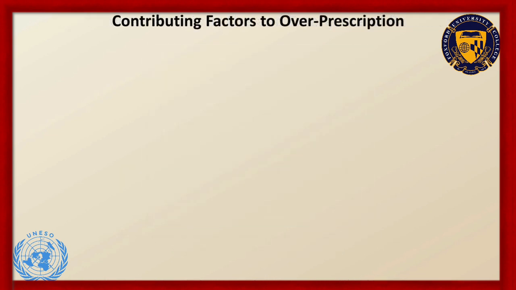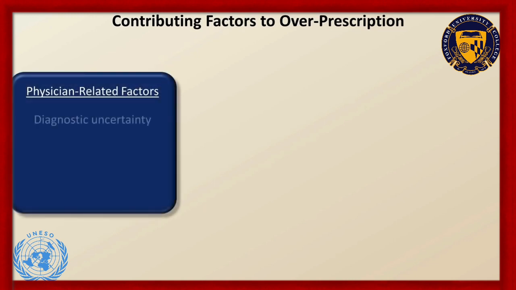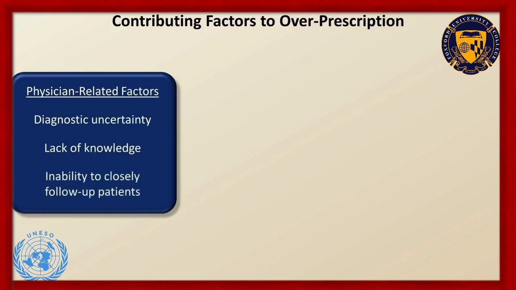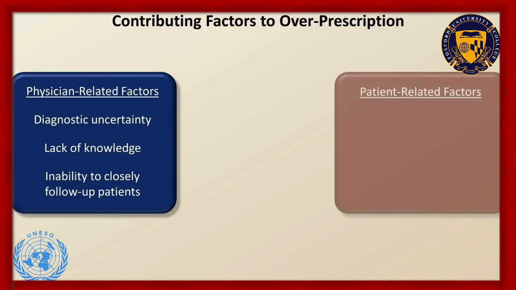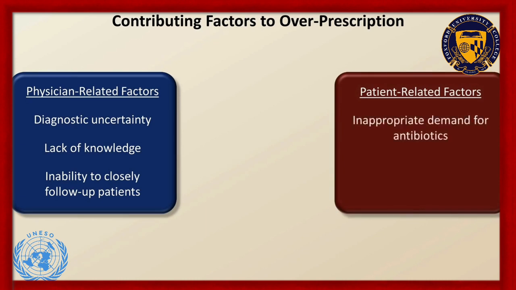There are many factors that contribute to overprescription. Physician-related factors include diagnostic uncertainty, lack of knowledge, and an inability to closely follow up with patients to ensure that a conservative, antibiotic-free approach to patient illness has been successful. Patient-related factors include an inappropriate demand for antibiotics, which unfortunately does happen.